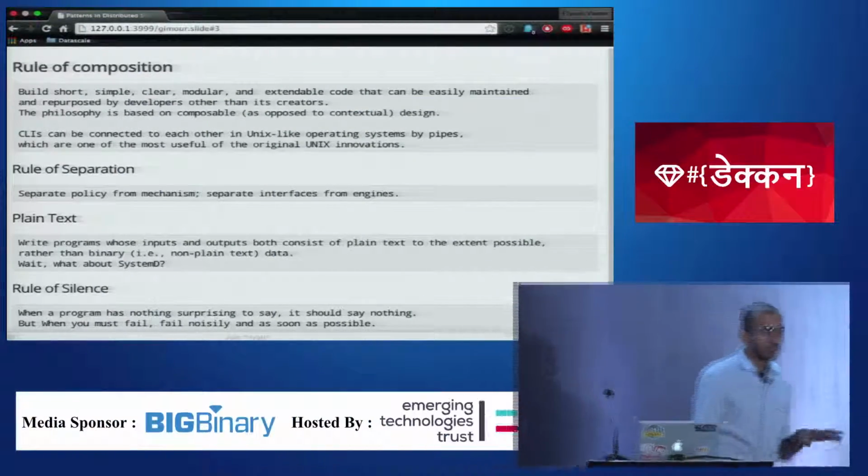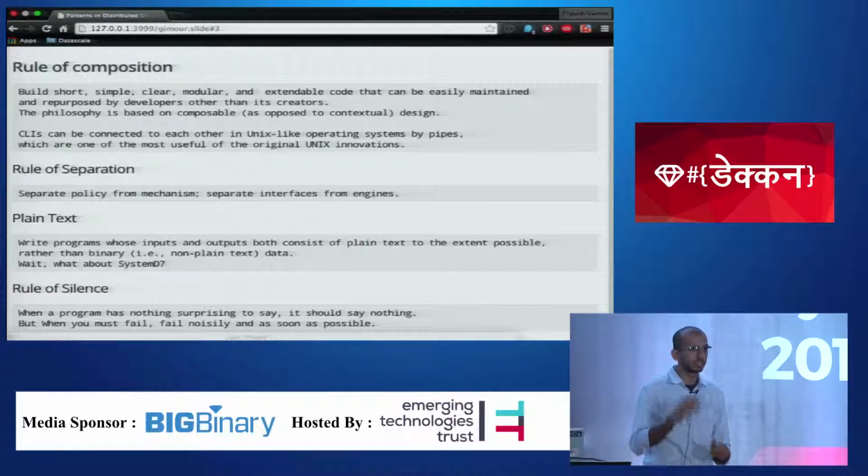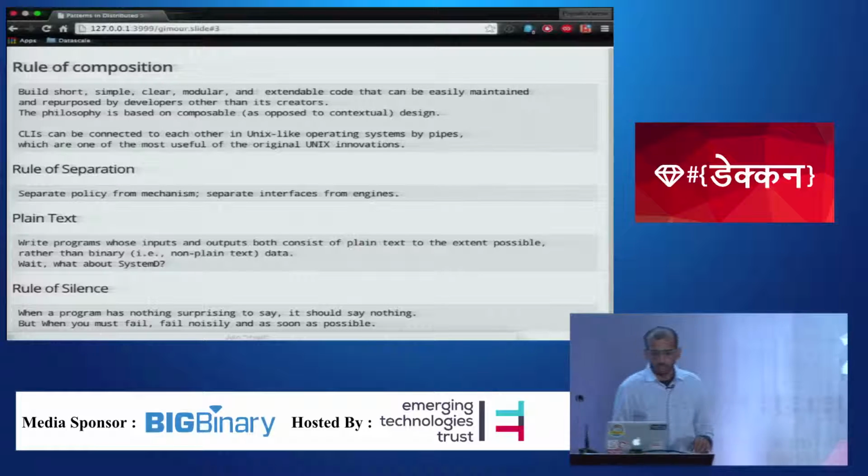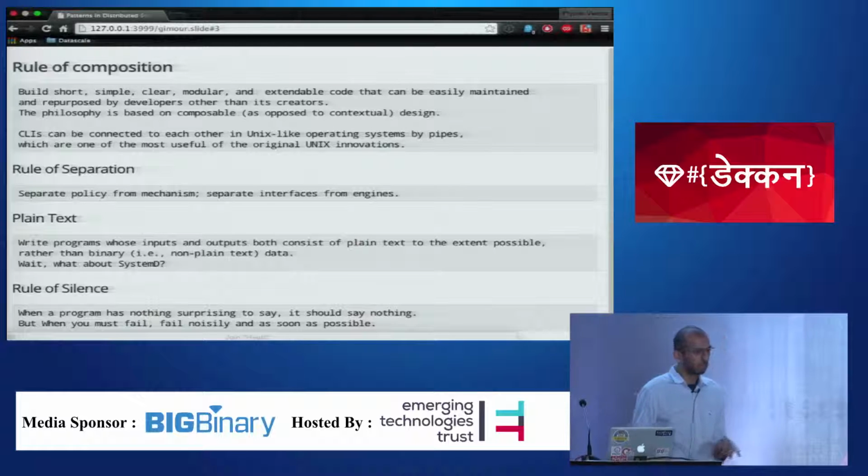Before we start anything, I would just like to take a brief look at the basic Unix philosophy, because most of what we have done orients around the basics that we have read with Unix. Unix promotes this simple rule of composition. You should build short, simple, clear, modular, and extendable code that can easily be maintained and repurposed by developers who are away from just the creators. This philosophy is based on composable as compared with contextual design.